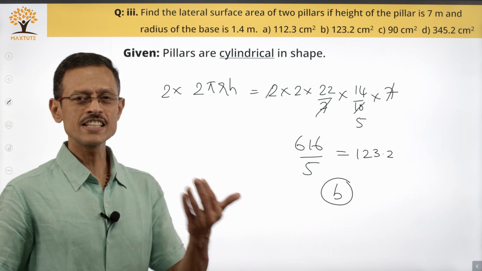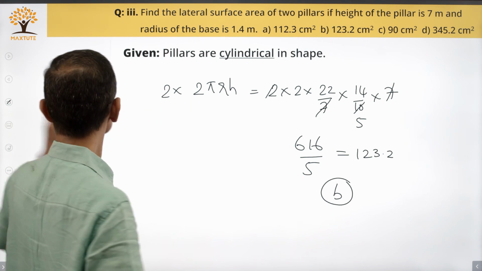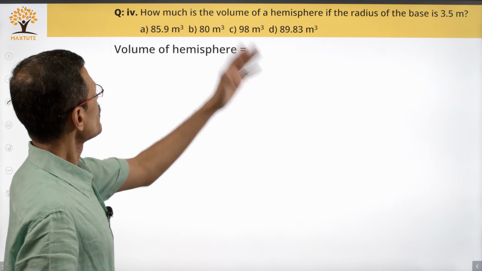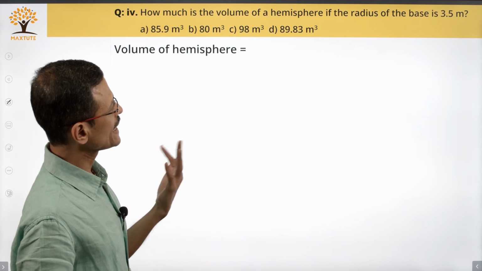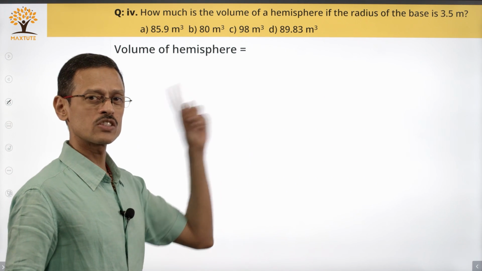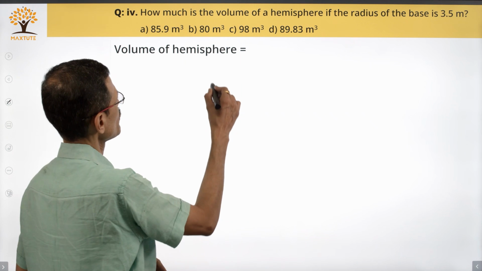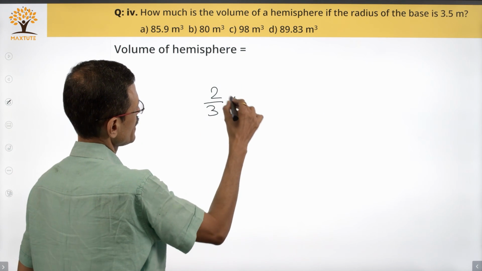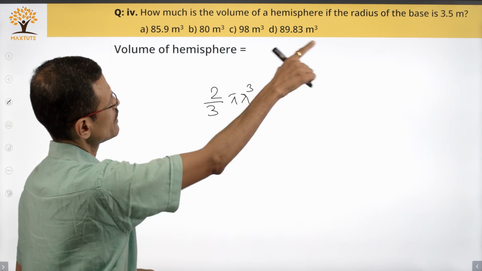So 3 parts done. Each part should have taken us probably a minute. Look at the 4th part. How much is the volume of a hemisphere? The radius of the base is 3.5. One hemisphere is what they are asking. Hemisphere formula is equal to 2 by 3 pi r cube. We know r is equal to 3.5.